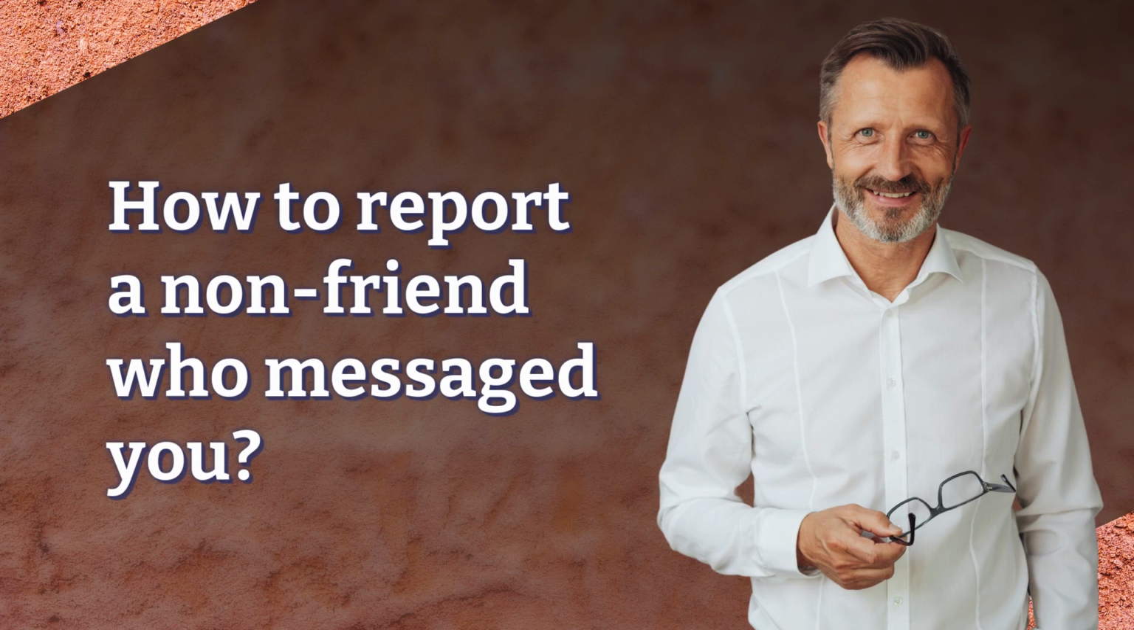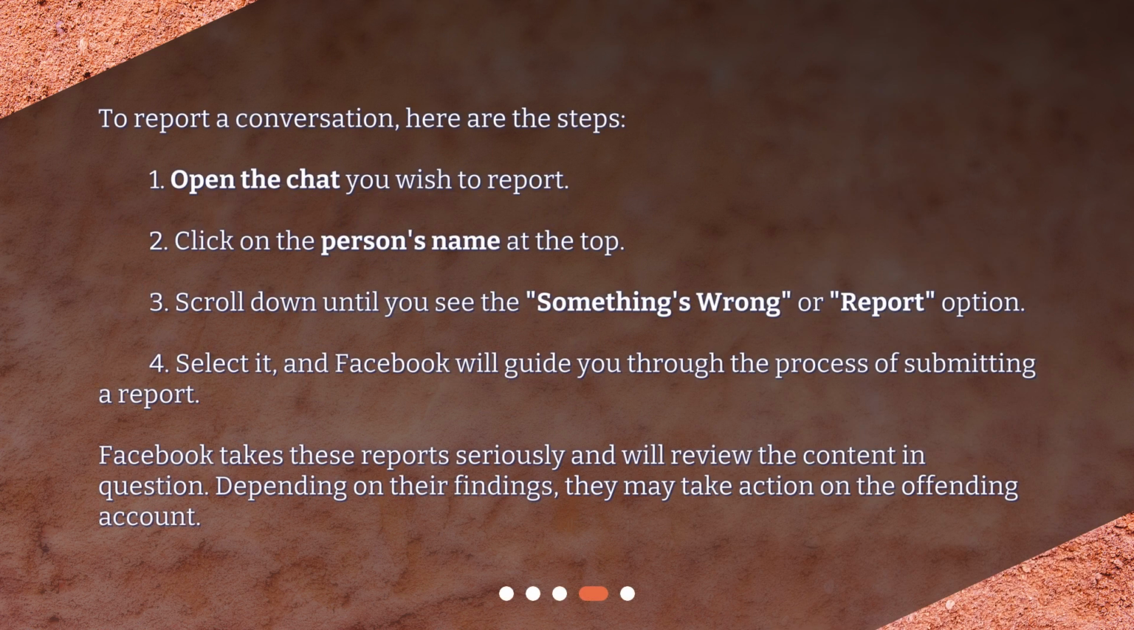How to report a non-friend who messaged you? To report a conversation, here are the steps. 1. Open the chat you wish to report. 2. Click on the person's name at the top. 3. Scroll down until you see the "Something's wrong" or "Report" option. 4. Select it, and Facebook will guide you through the process of submitting a report.